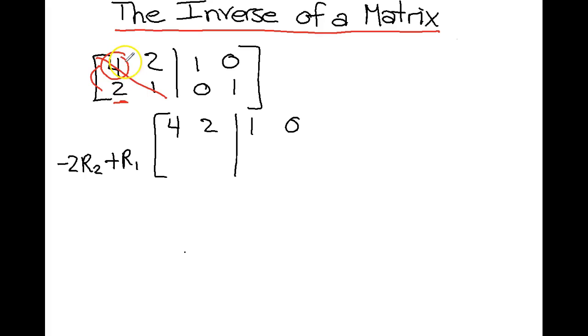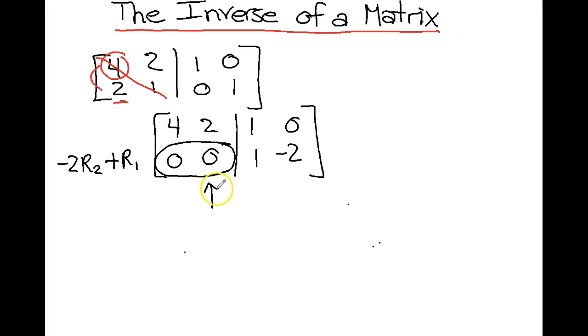I get negative 4 plus 4 is 0, negative 2 plus 2 is 0. I get a 0 plus 1 is 1, and a negative 2 plus 0 is negative 2. Okay, so I want you to notice something here. I have this row of zeros on the left-hand side. No matter what I do, I can't get a 1 here, I can't get a 1 in that position, and a 0 in this position.